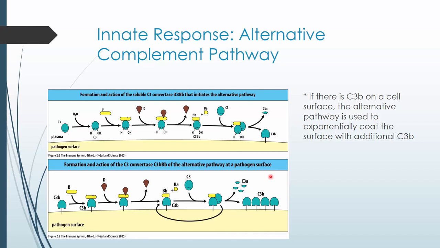So anytime you have C3b on a cell, it itself can become a convertase and exponentially increase the amount of C3b. We'll talk about that with the other complement pathways, but just remember, C3b on a pathogen will use the alternative complement pathway. But that's not where complement ends.